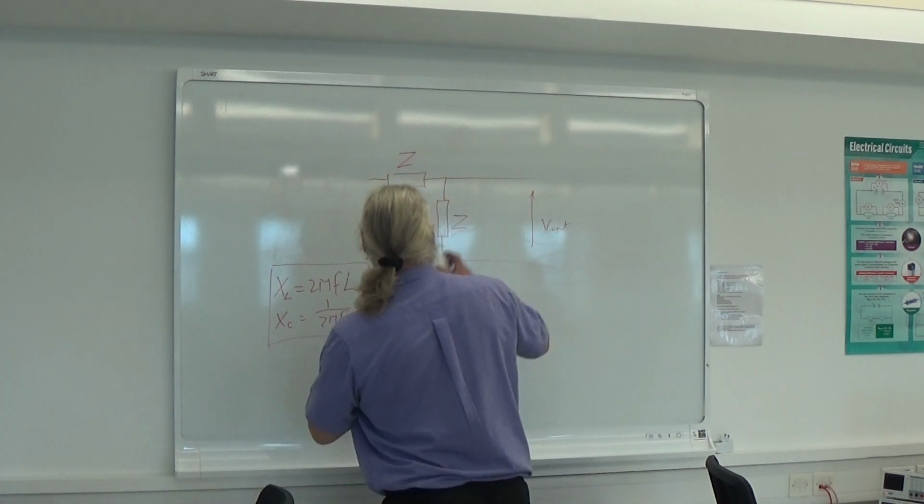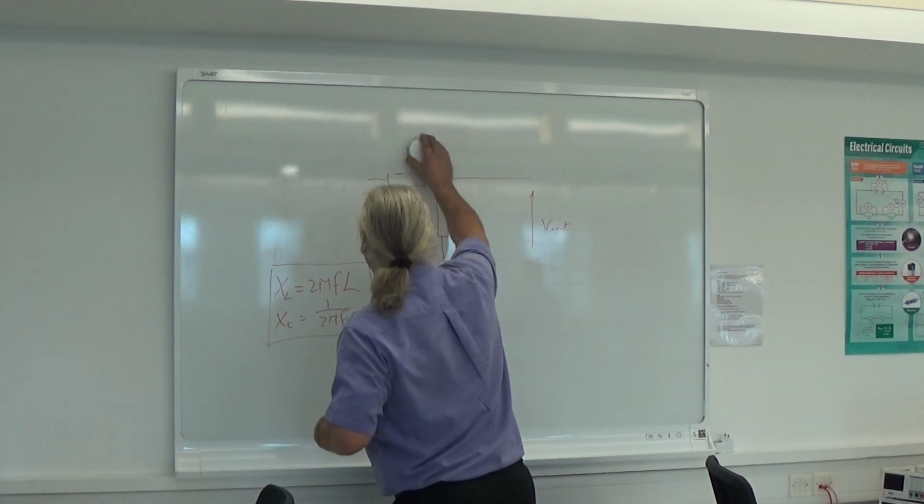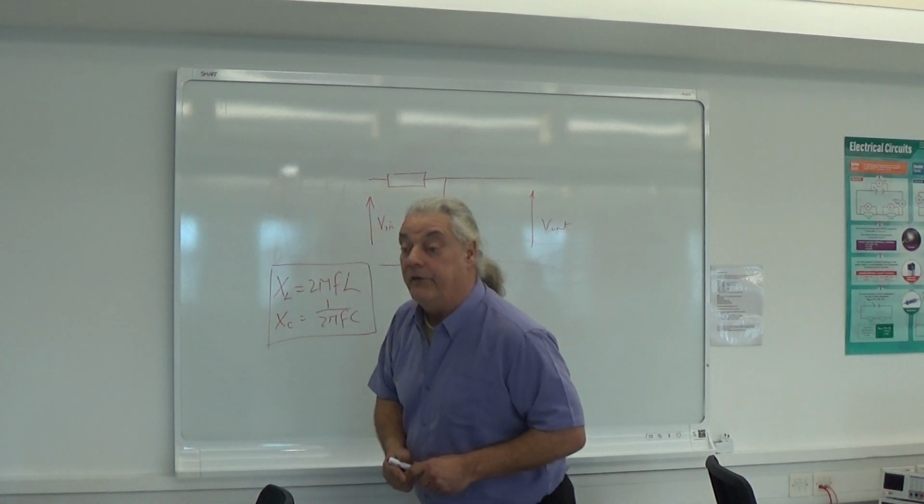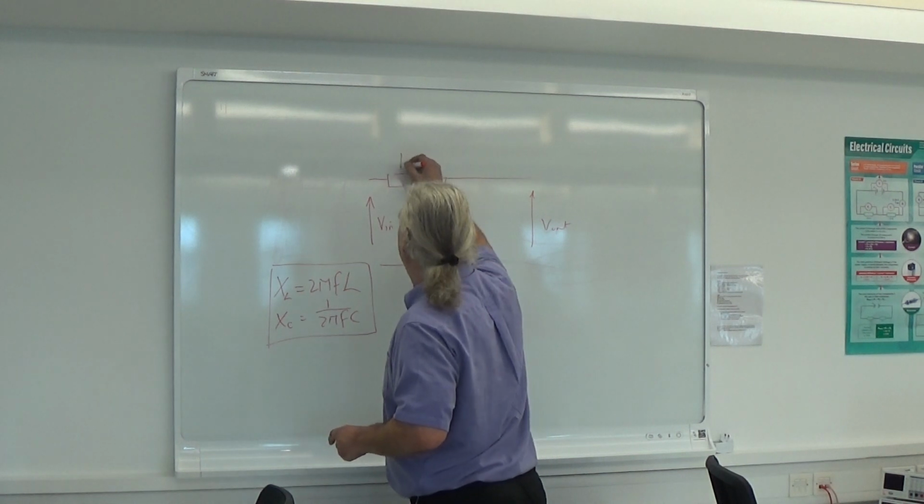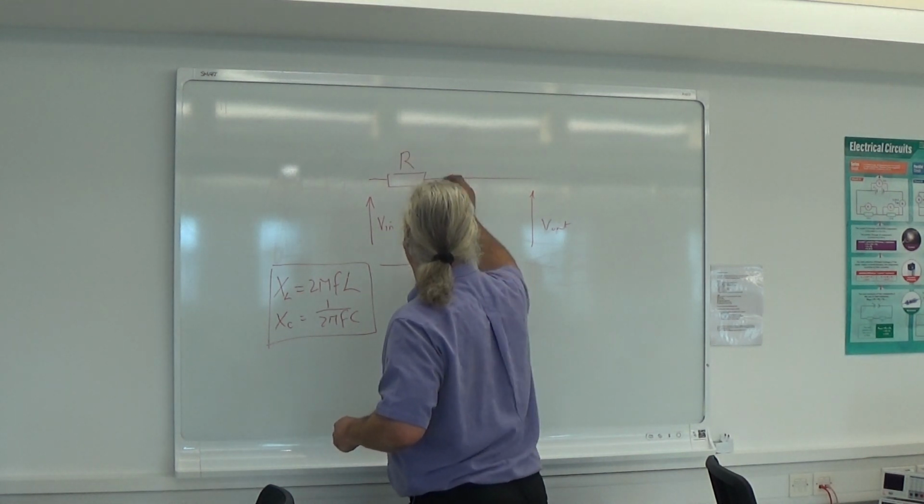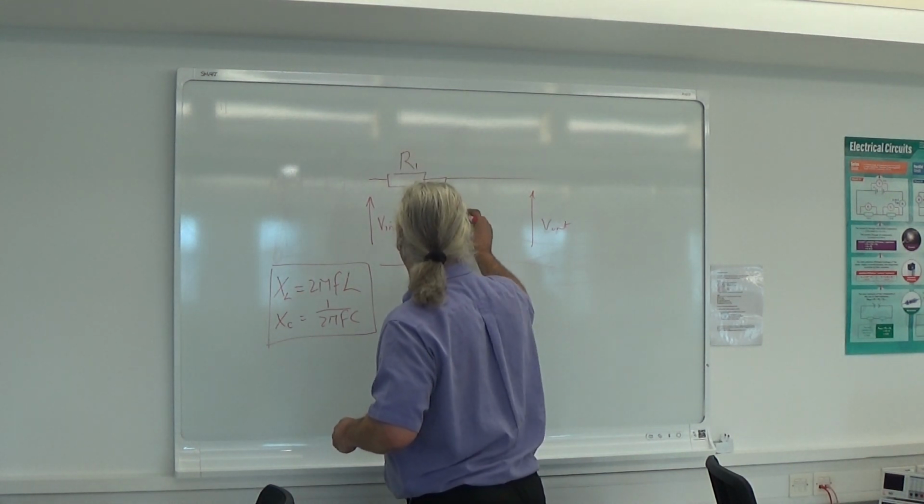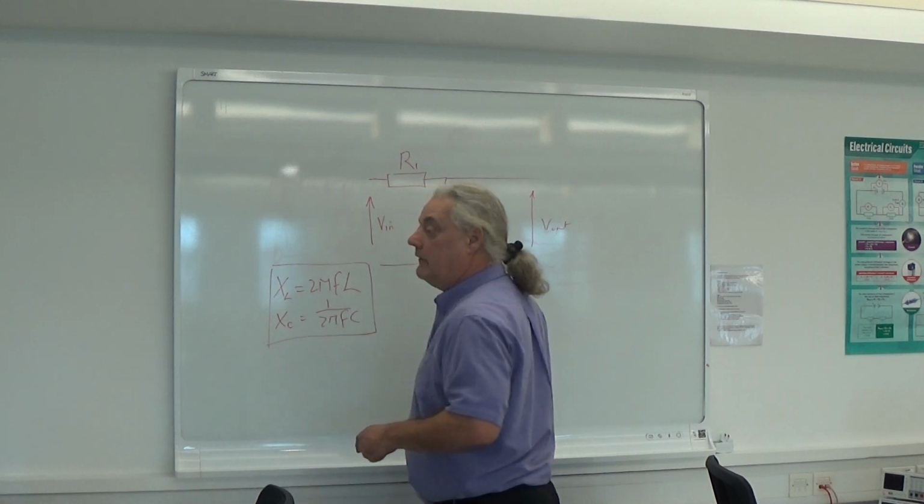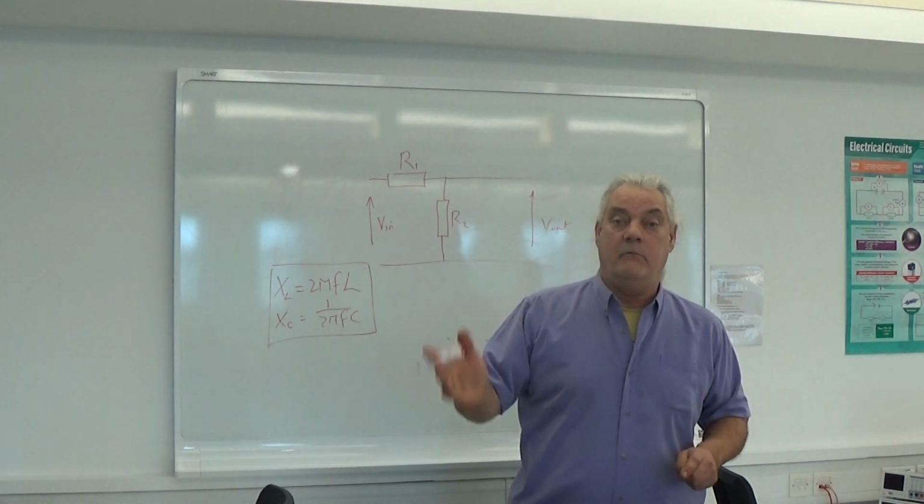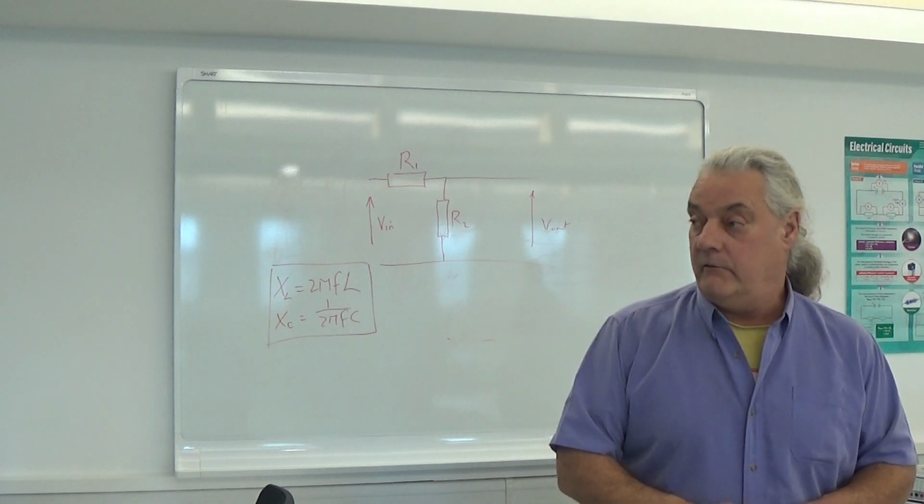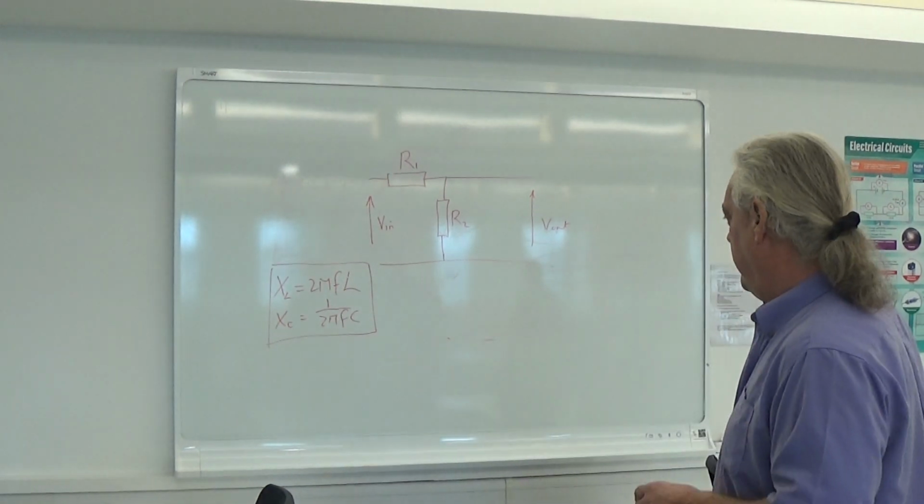Now let's take the case where it's not an impedance, it's a resistance, okay? So it doesn't change over frequency. So it's R1 and it's R2. All I'm trying to do is explain to you why that circuit on the board is doing what it's doing. And this is the reasoning why.